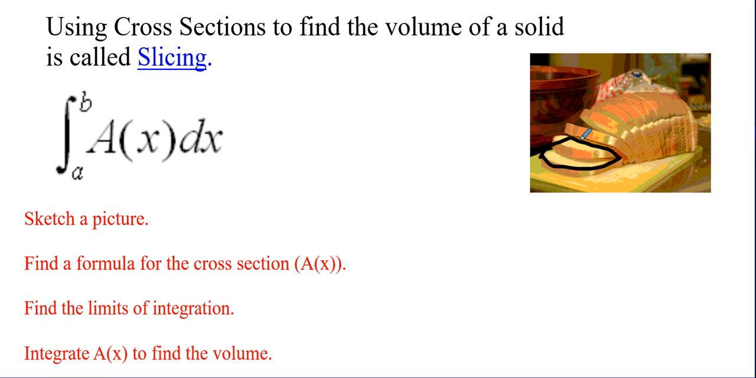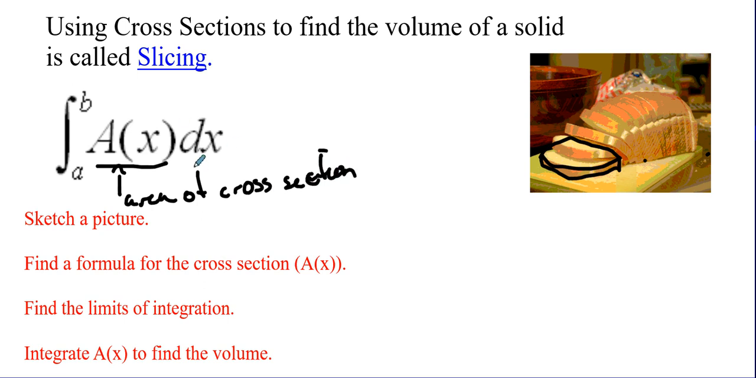If you take one slice, find the volume of that one slice, and add up all the slices together, you can find the volume of this piece of bread. How do you find the volume of a solid? You take the area of the cross section and multiply it by its width, or height, or length, depending on what you have. That's how you find the volume of any prism.